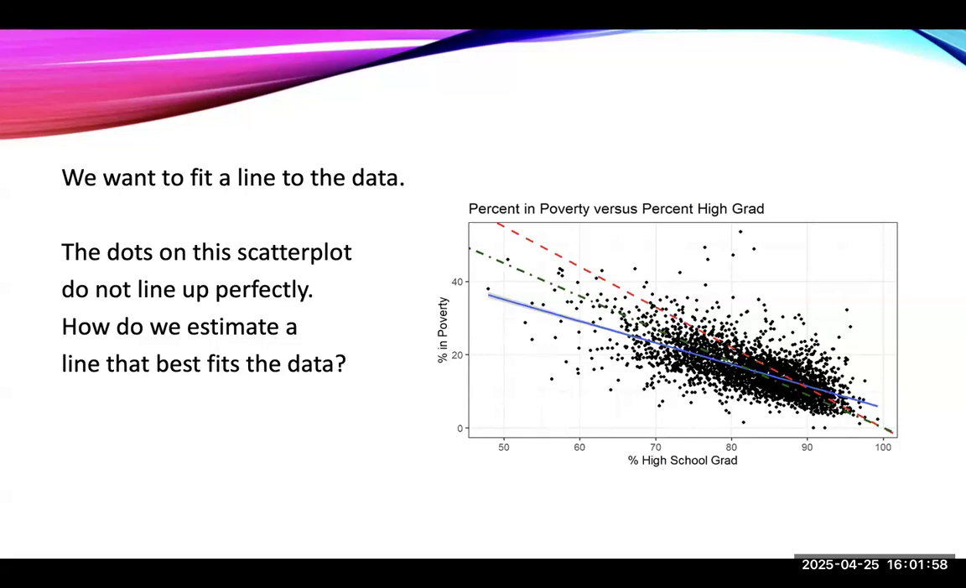What we would like to do is find the perfect line. There should be one line that best fits this data. We're going to talk about how to find it and what the equations for the line are, like what is the slope and what is the y-intercept.